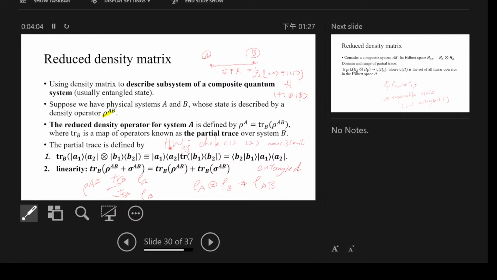And this partial trace operation is the next classroom or? Okay, I guess it's not else.